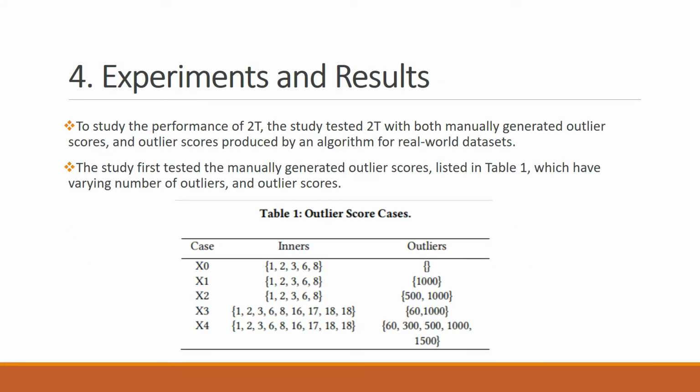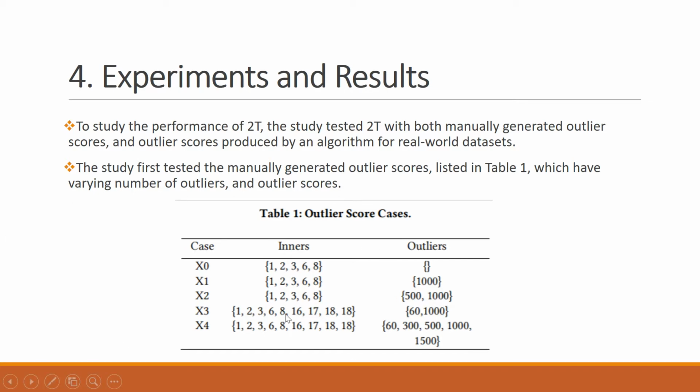So, to study the performance of 2T, the study tested 2T with both manually generated outlier scores and outlier scores produced by outlier scores in real-world datasets. The study first tested the manually generated outlier scores listed in Table 1, which have varying number of outliers and outlier score. The study evaluated the results with F1 score, which is average of precision and recall.